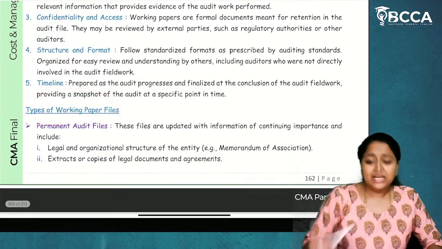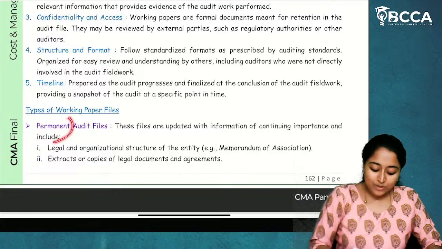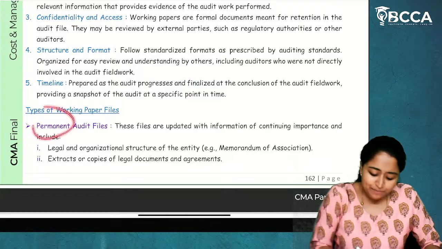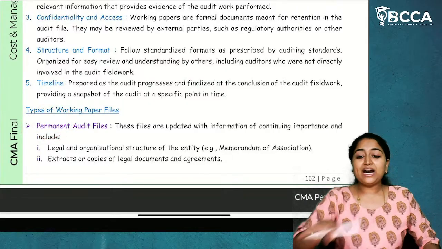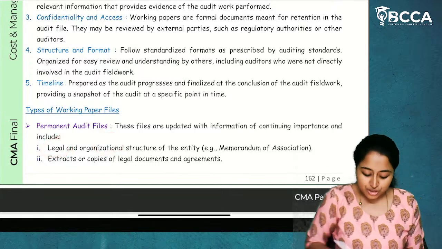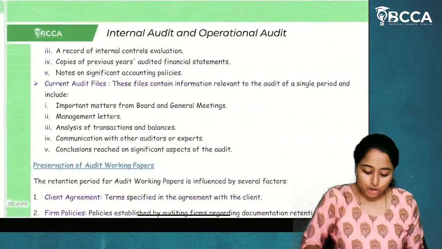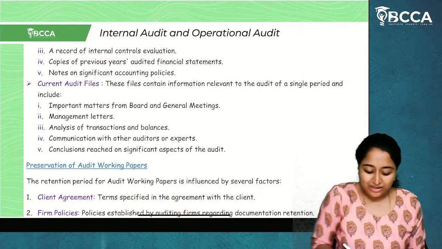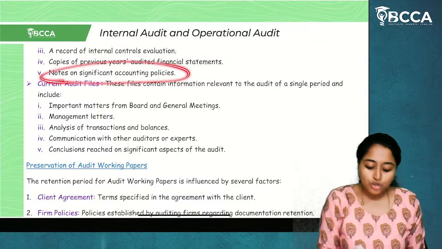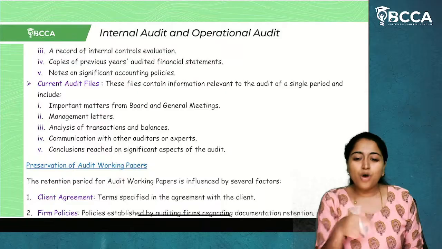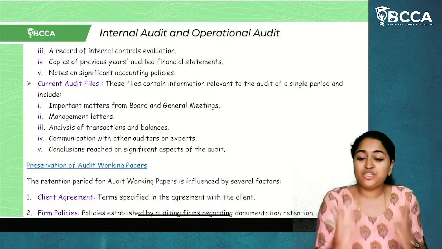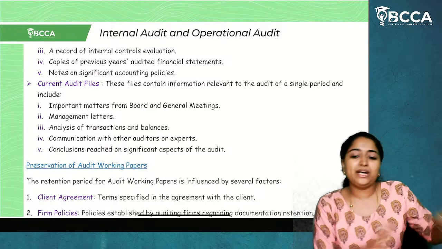Types of working papers. There can be two types of working paper files. One is permanent and the second is temporary. Temporary means current audit files. Now, what are permanent audit files? Everything regarding the organization, permanent details will be stored, like legal or organization structure, extracts or copies of legal documents, a record of internal control evaluation, copies of previous years' audited financial statements, notes on significant accounting policies. Now, what all will be there in permanent audit working papers? If nothing is going to change, if it is fixed, then it will be there in permanent.